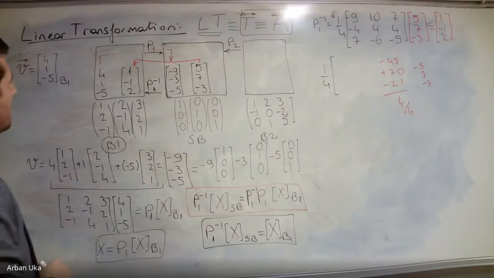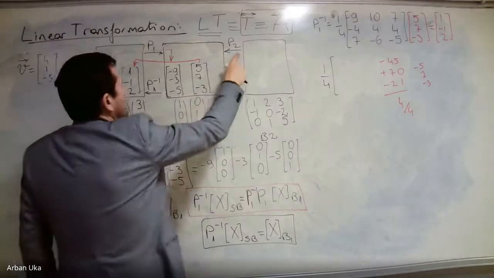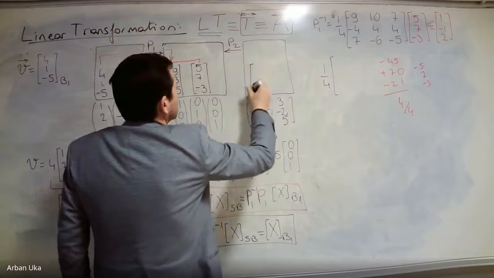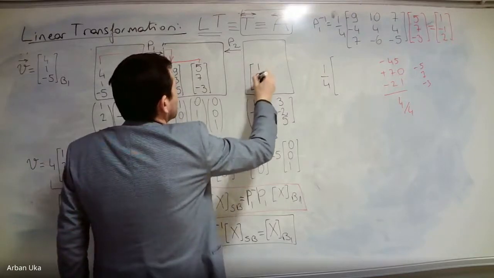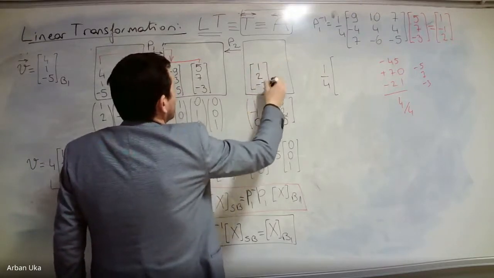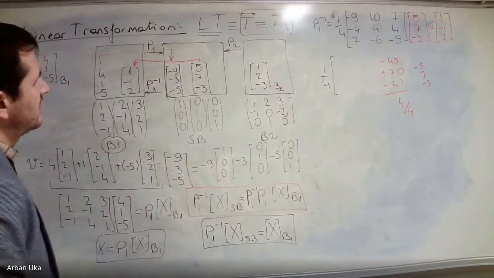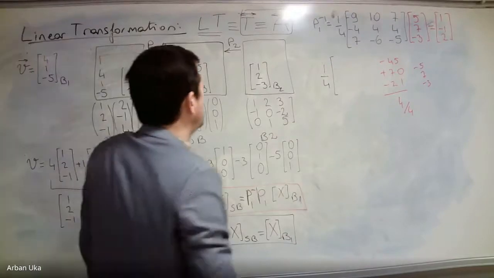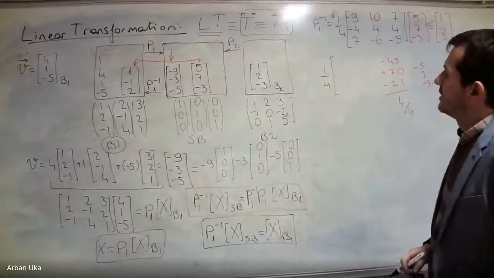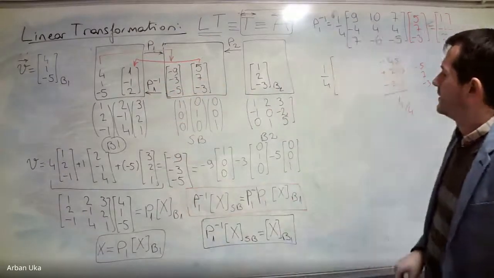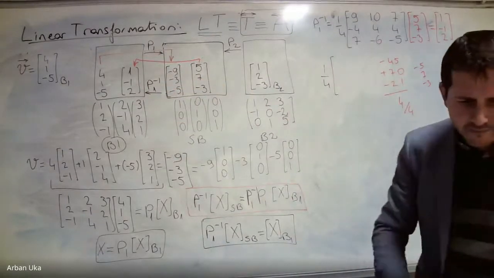And similarly, if we want to move the other way, well, let's do it in this way. In fact, let's say that this is 1, 2, minus 3. Imagine that we have a vector 1, 2, minus 3 in the basis P2. How would this vector look in basis B1? How can we do this?